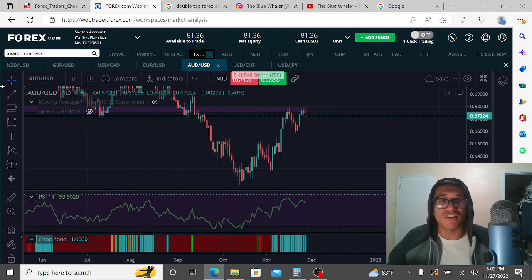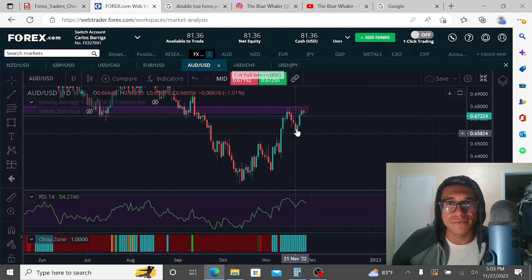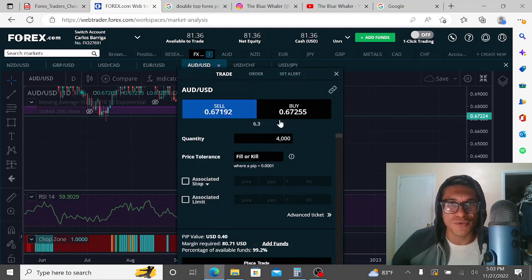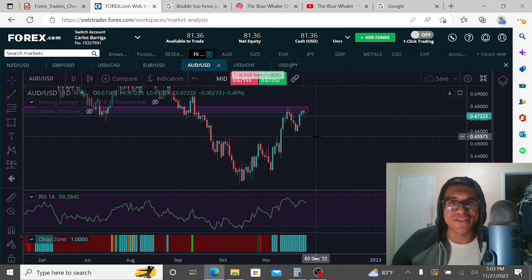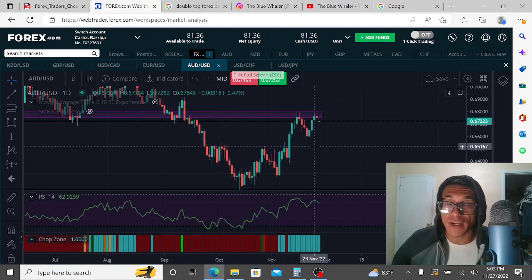Here is the Australian dollar USD, and is it open? Yeah, it just opened. Damn, 6.3 spread. Oof. Anyways, I found a double top pattern, what I suspect is a double top pattern.